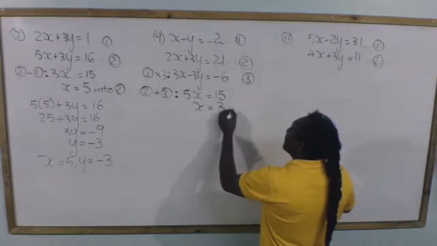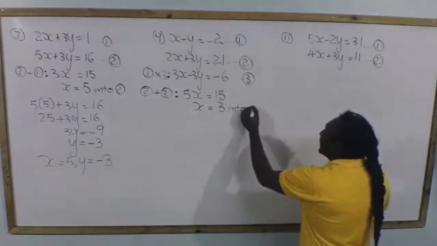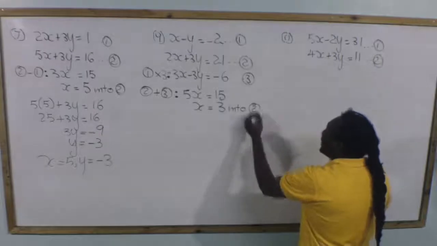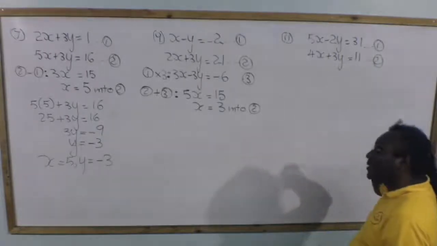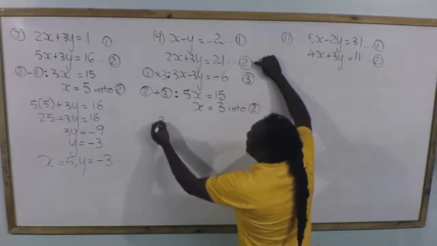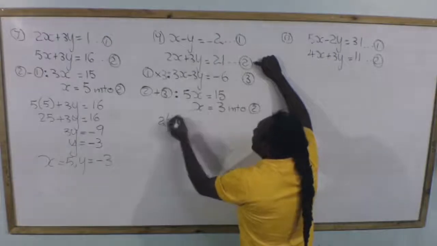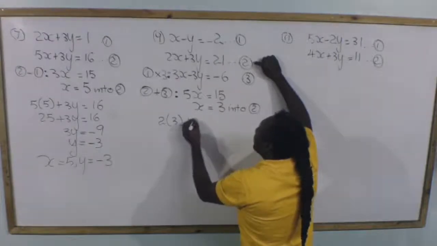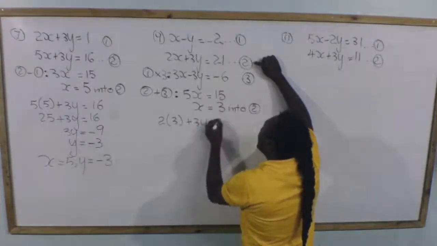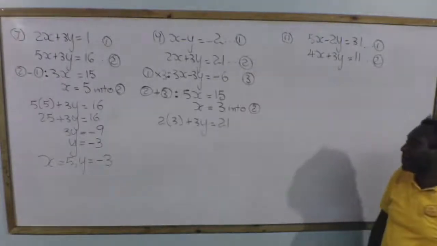X is equal to 3 into the equation? You're going to put that into equation 2, no problem. So let's see, we put that into equation 2, we have 2 times x, 2x, and x is equal to 3, plus 3y is equal to 21.